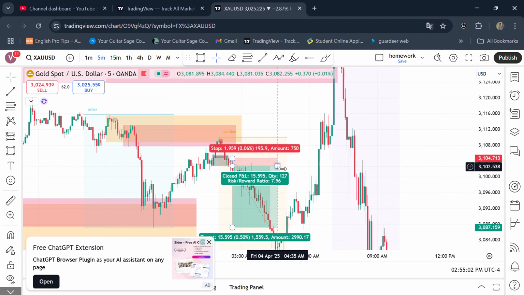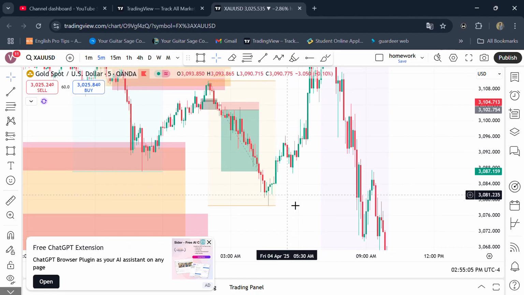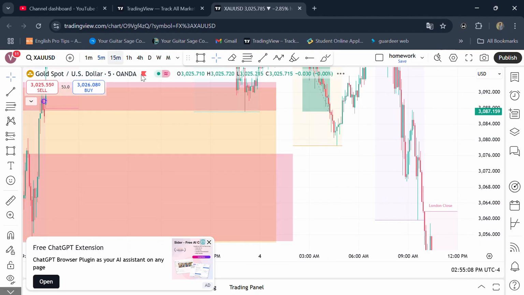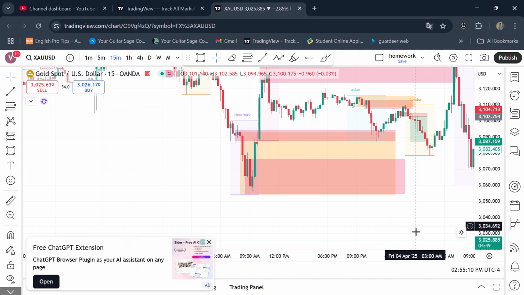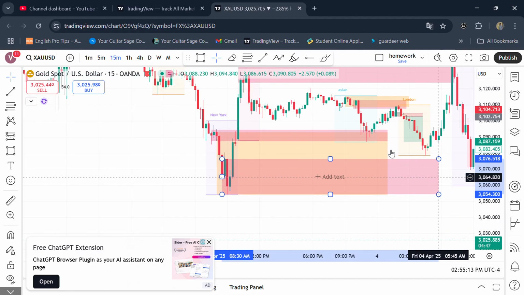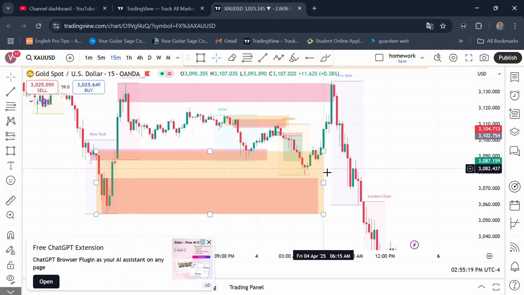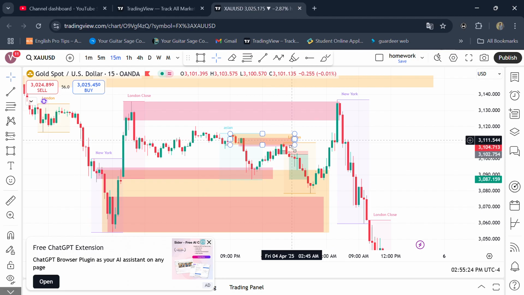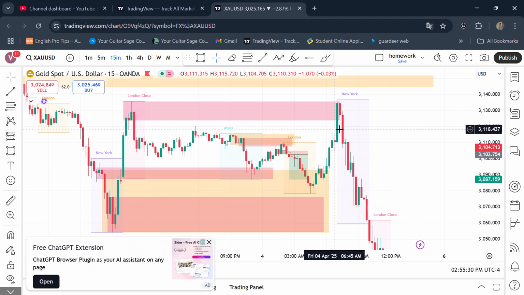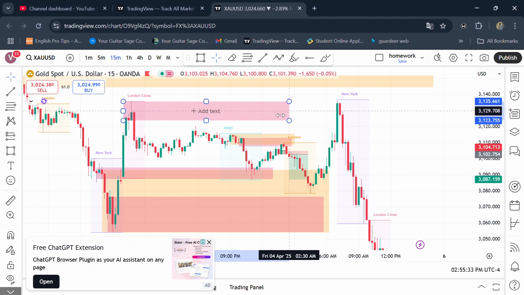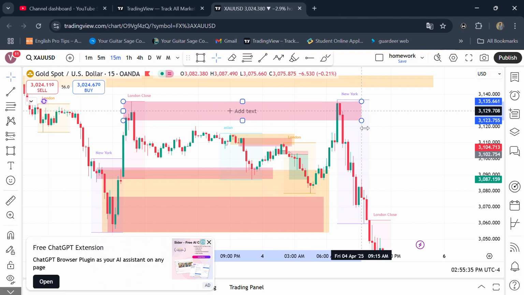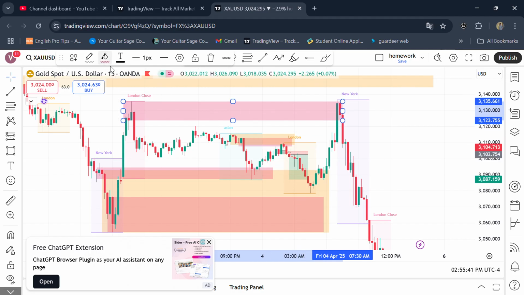Now talking about New York. You will see on 15 minutes that the 1 hour order block got tapped. This orange color 1 hour order block got tapped, and then between the London and New York session, price gave you an upward move till this 15-minute PO and the top. And that is where New York session started.